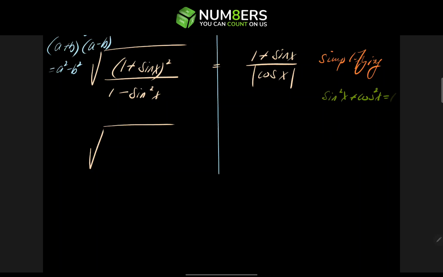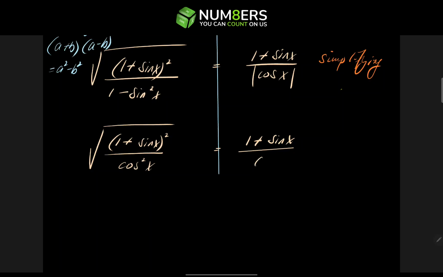Let's get rid of all this and continue here. So we have 1 plus sine of x squared all over 1 minus sine squared x becomes cosine squared x is equal to 1 plus sine x all over cosine of x, absolute value. And here we use the Pythagorean identity to go from this step to this step. So we write Pythagorean identity.